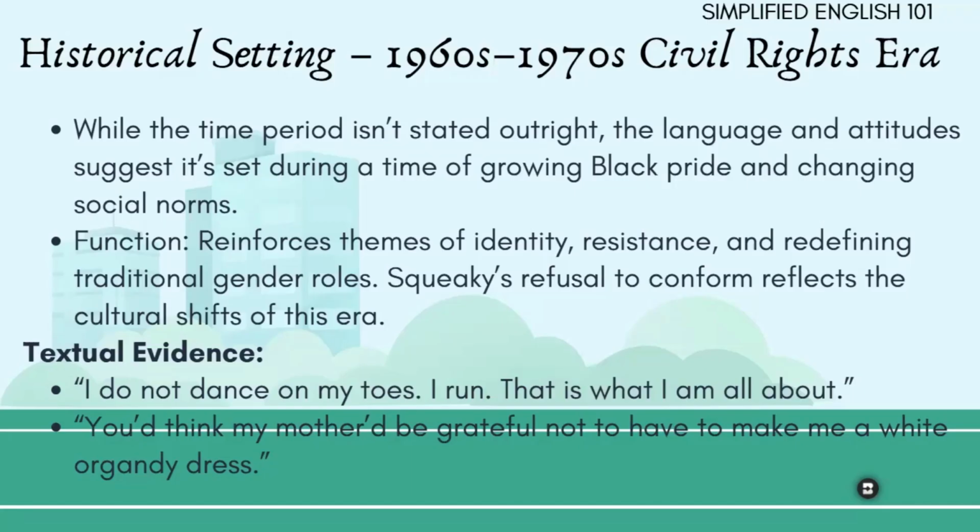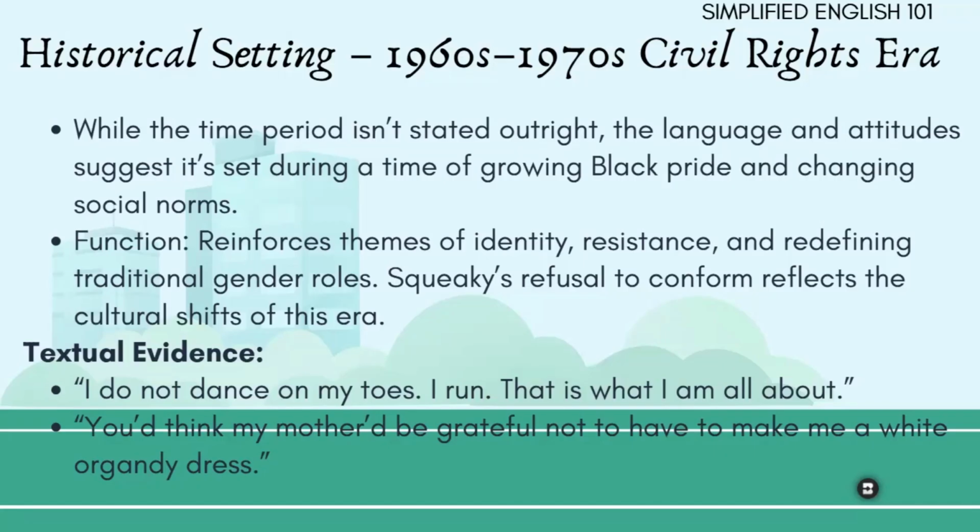Again, the question is, why is the historical setting important? Well, it adds context and helps us understand why Squeaky is the way she is. She is strong, self-defined, and unapologetically proud. This setting, the historical environment, allows us to read her defiance as a part of a bigger movement, not just personal attitude. It also deepens themes of empowerment, identity, and breaking away from the rules society tries to force on us. Again, especially in that time as Black girls.